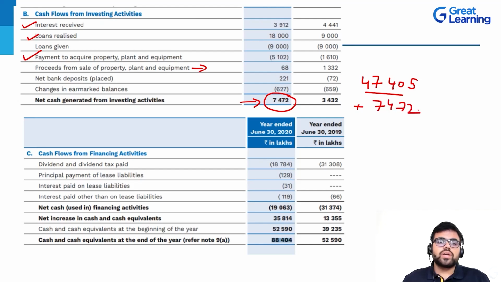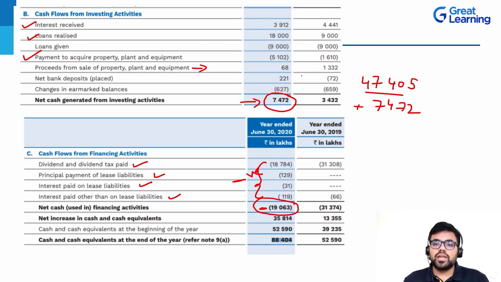So we'll add 7,472 to it. Now cash flow from financing activities is most of the time negative, because these are the things that go outside of the company, like dividends paid by the company, and interest on the loans paid back to the banks. In this case, all these things would be subtracted, so the net cash in financing activities would be negative. Interest on liabilities, interest paid on lease, principal payment of liability, dividend, and dividend tax paid. All this is negative. So we have a negative figure, in brackets, of 19,063.